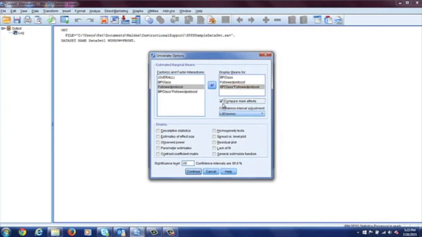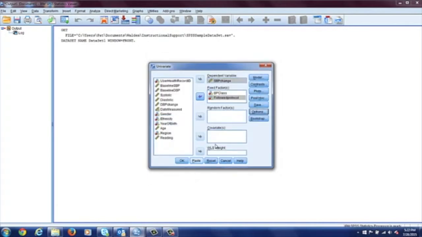So I'm going to select Compare Means, and by doing that I'm going to get a pairwise comparison of all of these different combinations. And I'm going to select, as always, descriptives, estimates of effect size, and my test of homogeneity. I'm going to click Continue.